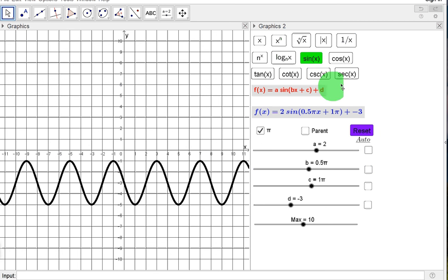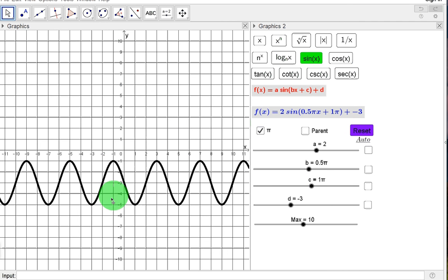Okay, so for this graph I actually was not able to make my c value 1, but I kept everything else the same. So we've got f of x equals 2 sine of 1/2 or 0.5 pi x, or pi over 2, it's the same thing, x, plus, again I wasn't able to make that plus 1, but I will just keep it as plus 1 pi, plus a negative 3.